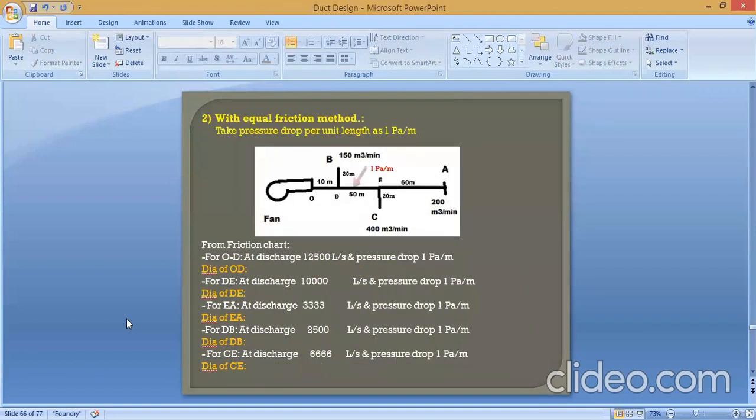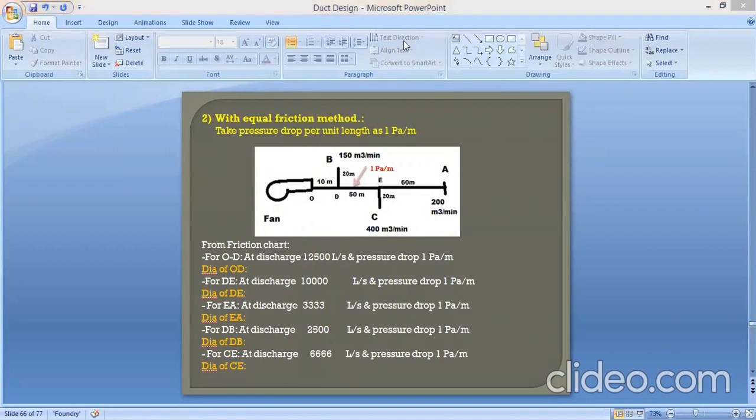Okay, now with the help of the friction chart, we just go to the friction chart again. So for the first duct O to D, with the discharge of 12,500 and pressure drop of 1 Pascal per meter, just go to this section.